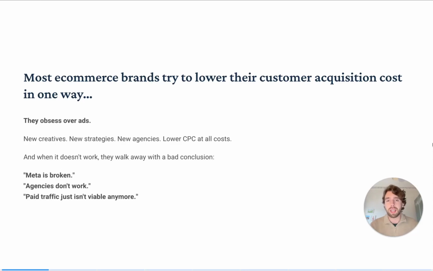Most ecom brands these days focus on lowering their CAC in one way, and it's by obsessing over the ads, whether that's Google, whether that's Meta, whether that's TikTok. They focus on doing new creatives, new strategies. They work with new agencies, and they think, how can I lower the CPC at all costs?